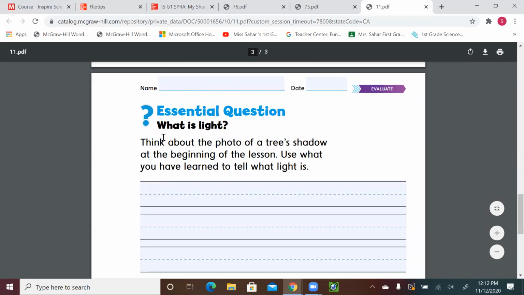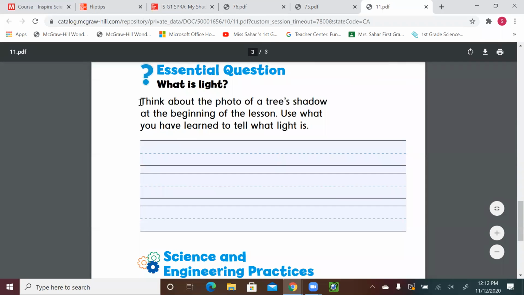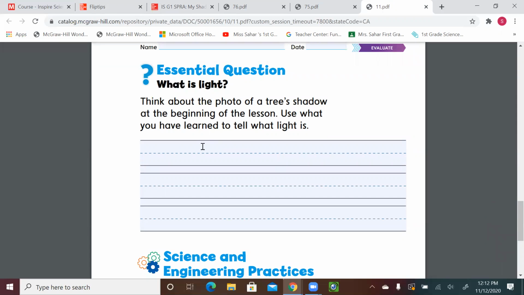Let's go here to page 47 and go back to the picture we saw of the tree. Remember, think about the photo of a tree's shadow at the beginning of the lesson. Remember when we put a question and said that by the end of the lesson we'll be able to answer it, because now we have built a background for the lesson. Now we understand it. So let's read again one more time, and then we will be able to put what we just learned about shadow and light to use. So think about the photo of a tree shadow at the beginning of the lesson. Use what you have learned to tell what light is.